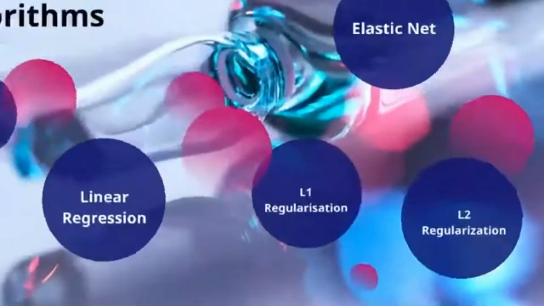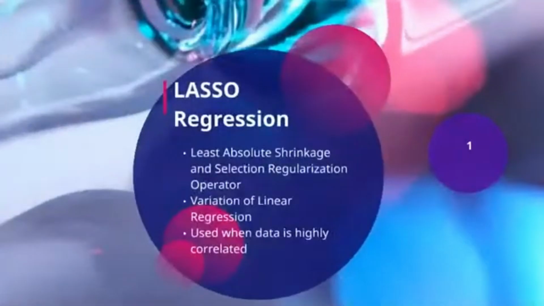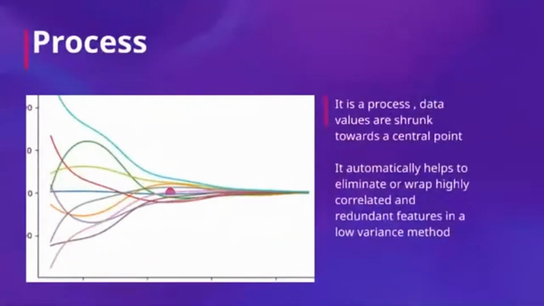Another type is L1 regularization. This is also known as lasso regression, which stands for least absolute shrinkage and selection operator. So it's got a long name. Just to cut it short, we are using lasso regression, or L1 regularization in technical terms. What happens here is it is just a variation of linear regression, and this is used when the data is highly correlated. I'll walk you through the diagram and what it really is.